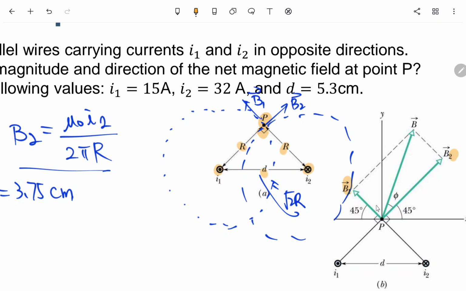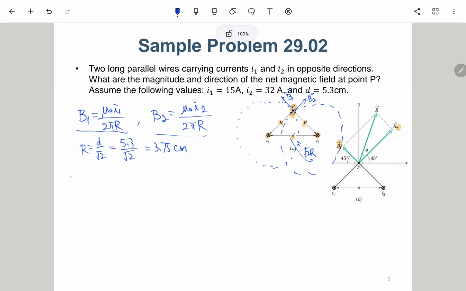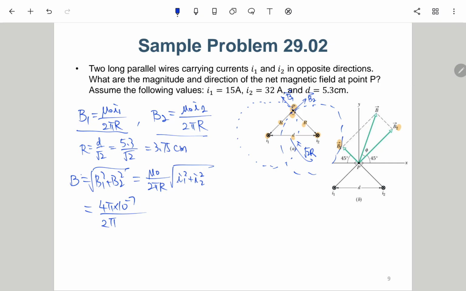So to find the B, we need to add them together. The total B should be B1 square plus B2 square, and then take the square root. So it will be mu 0 over 2 pi r, and then square root of I1 square plus I2 square. Here we can plug in all the numbers. Mu 0 is 4 pi times 10 to negative 7, and then this is 2 pi, so 2 pi and 4 pi will be partly cancelled. This r is 0.0375 meter, and then square root of 15 square plus 32 square. So this is 180 mu Tesla. So this is the magnitude.